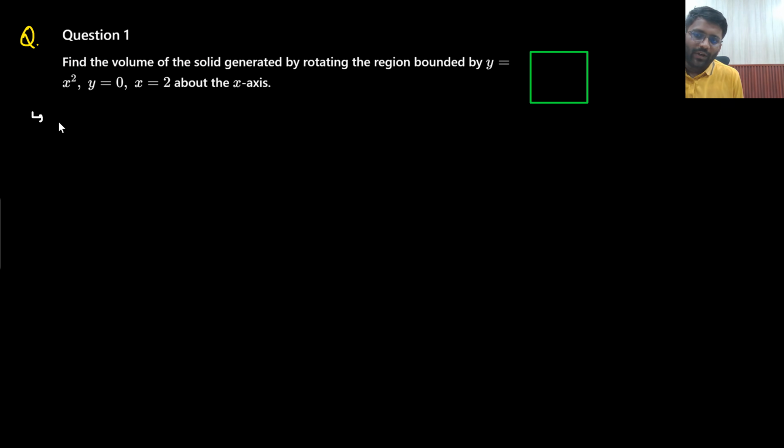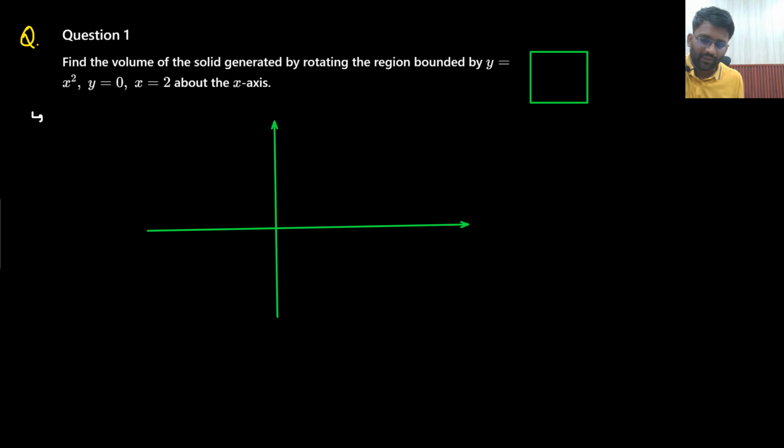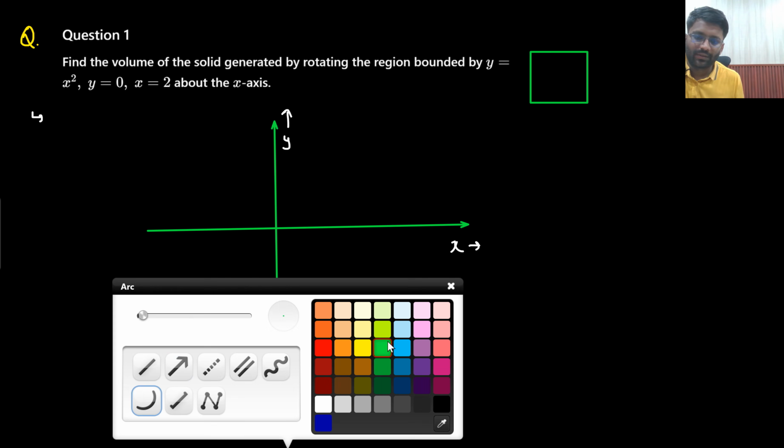So what you need to do is find the volume of the solid generated by rotating the region bounded by y equals x square, y equals 0 and x equals 2. So some region you will be getting. What is that region? Let's make that region. Sir, y equals x square. Can I draw the graph? Absolutely. This is your y, this is your x. So y equals x square.